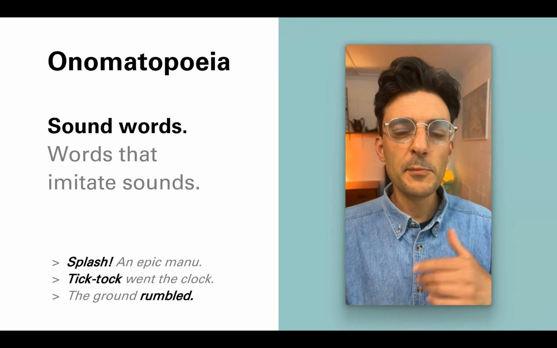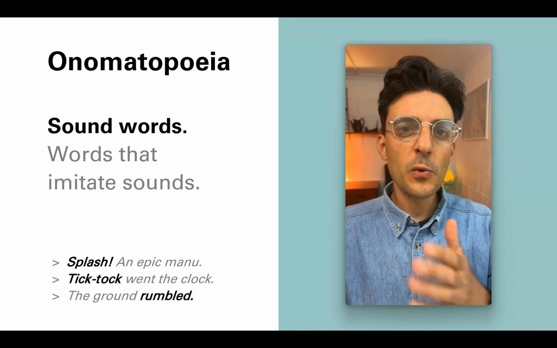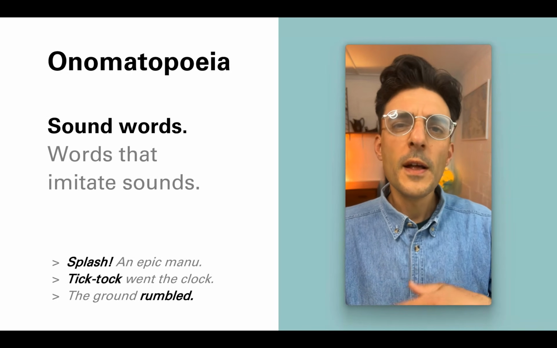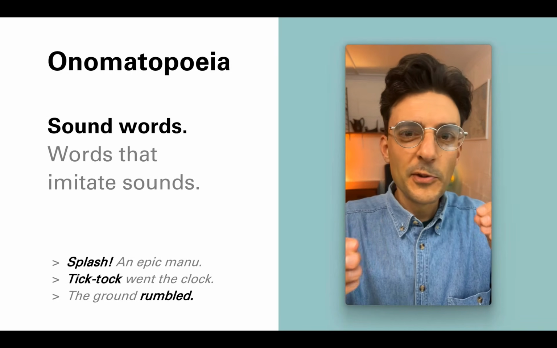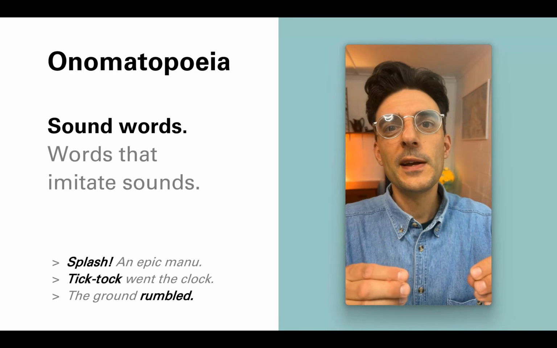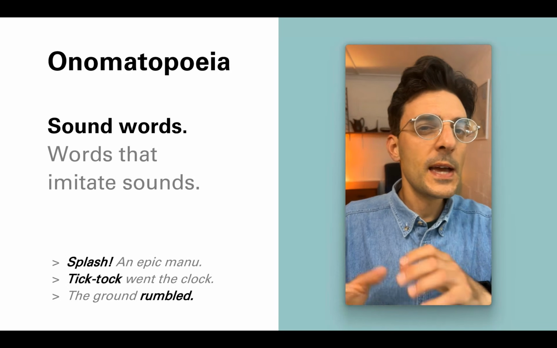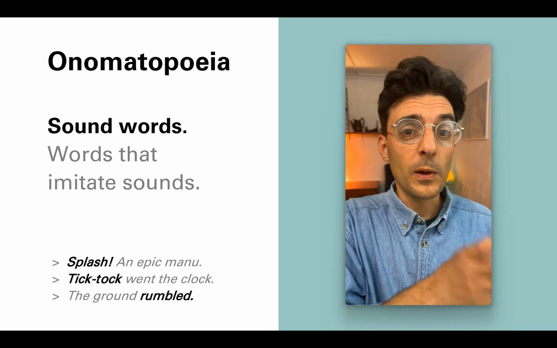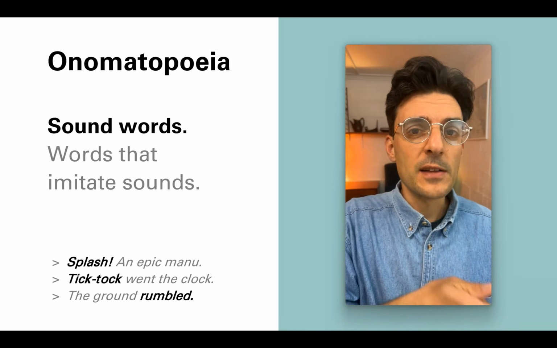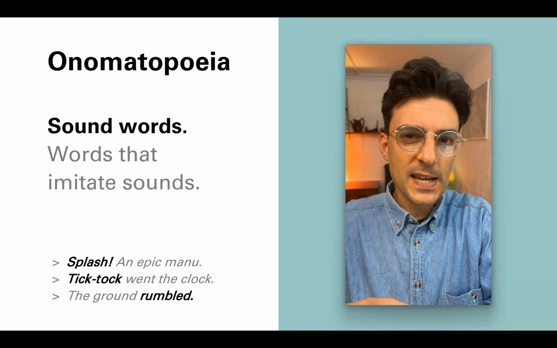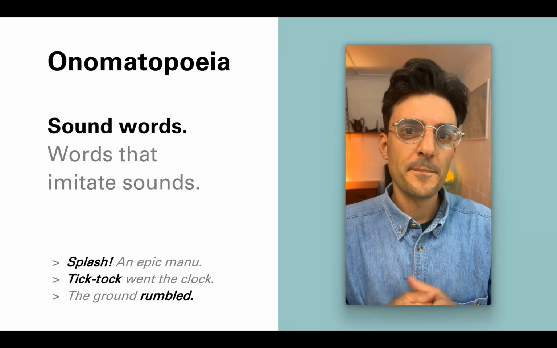The ground rumbled. Now, this is a slightly more obscure one, but if you say the word rumble, rumble, that kind of sounds like that noise that you hear right before an earthquake is about to happen, that kind of rumbling noise. So again, the word has an onomatopoeia quality to it. It actually sounds like the thing that it is imitating, onomatopoeia.